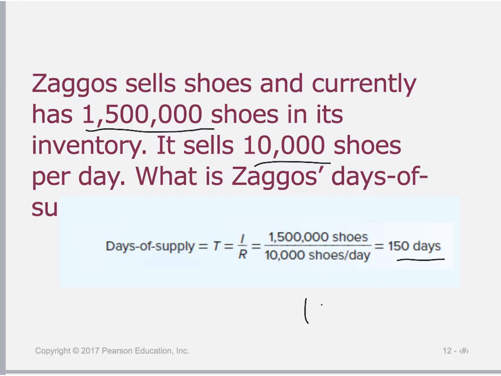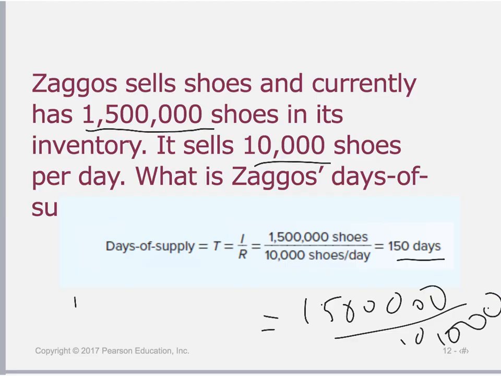So it's 1,500,000 divided by the 10,000 to give you 150 days of supply. That's how long those 1.5 million shoes will last, given the current rate of demand at 10,000 shoes per day.